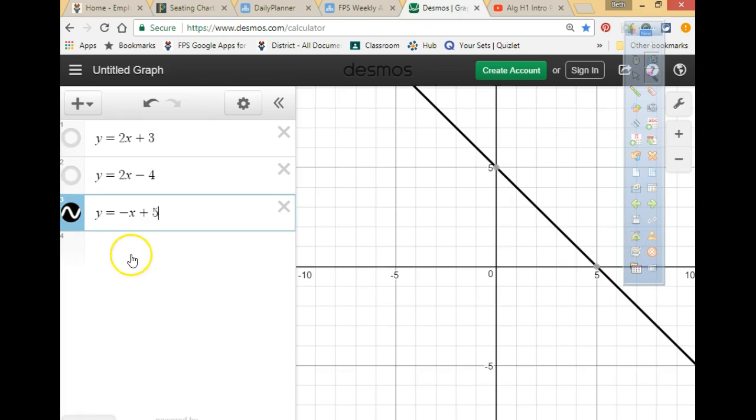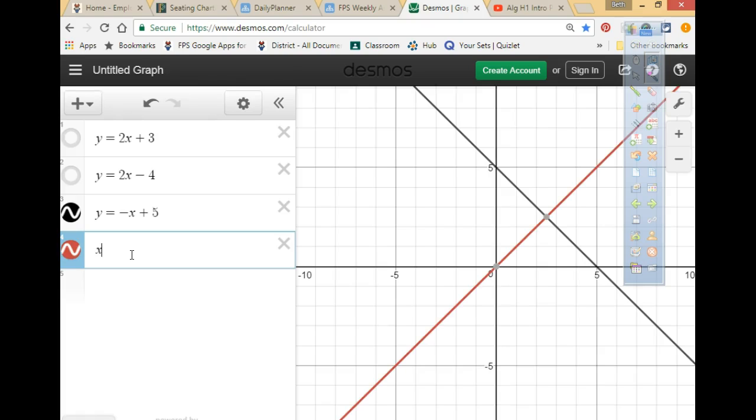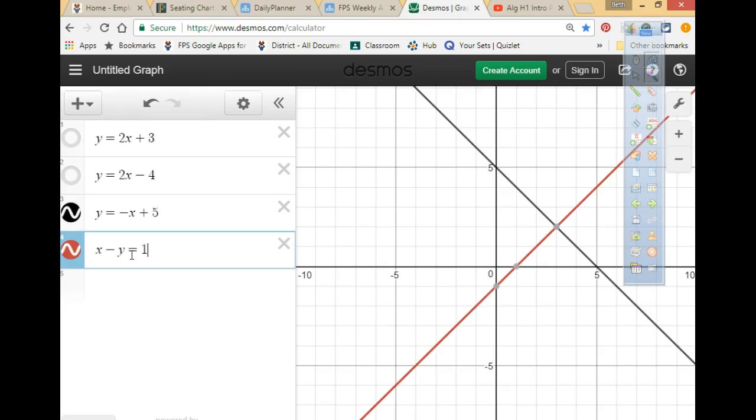Now we can go to the next equation. What if I put that next equation in the graphing calculator? Anytime you use an actual graphing calculator, you always have to have it in the y equals form. But on this one, if we typed in x minus y equals 1, does it work?